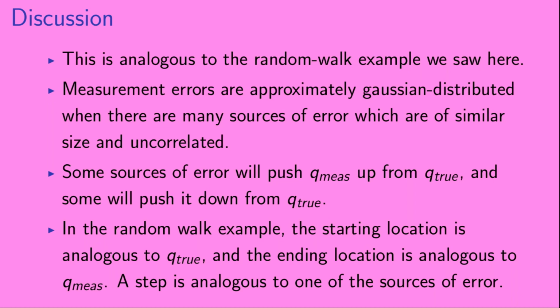Measurement errors are approximately Gaussian distributed when there are many sources of error which are of similar size and uncorrelated. Some sources of error will push Q measured up from Q true, and some will push it down from Q true. In the random walk example, the starting location is analogous to Q true, and the ending location is analogous to Q measured. A step is analogous to one of the sources of error.